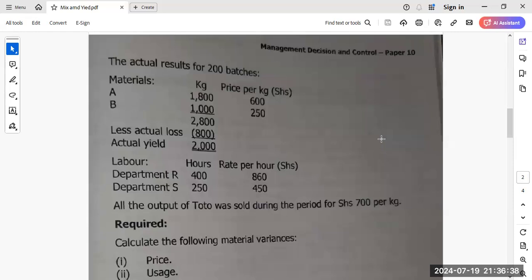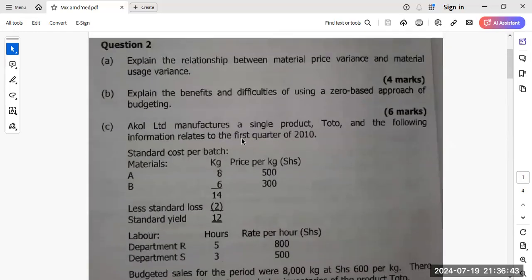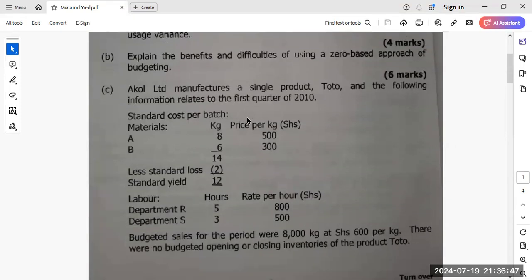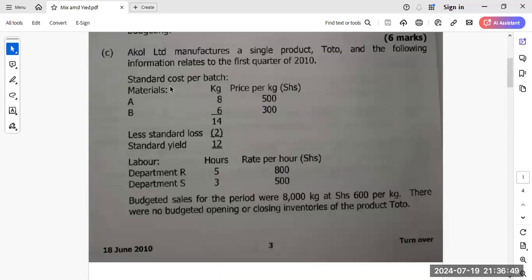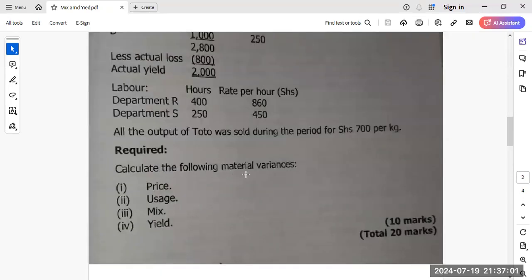This was asked some time back, but with this theoretical, try to Google around. We are going to start with this one. They are telling us that on the required part, we calculate the following material variances. So we needed to calculate that.